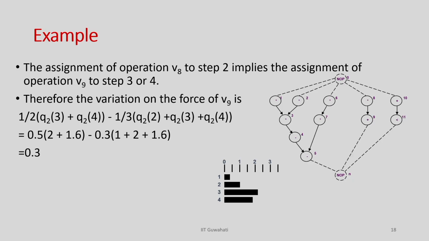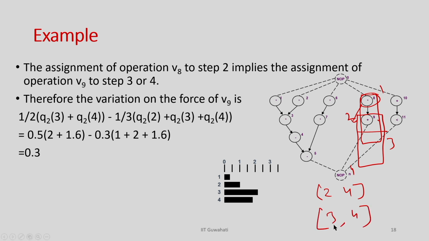So, let me just give an example. Suppose I schedule this V8 in time stamp 2. You understand that V8's time frame was 1, 2, 3, and V9's time frame was 2 to 4, because it can be scheduled in time stamp 2, 3 and 4. Since I scheduled V8 in time stamp 2, now V9 can only be scheduled from 3 to 4. So, its revised time frame, earlier 2 to 4, now becomes 3 to 4. What I can do is find out the self force when it is 2 to 4 and the self force when it is 3 to 4, and separate out the difference, and that is the change in force. So, that is what I have done.